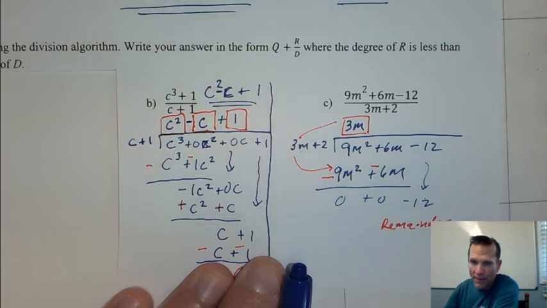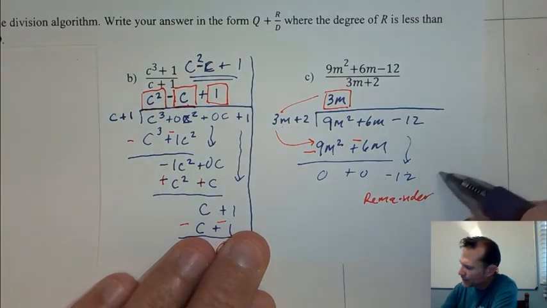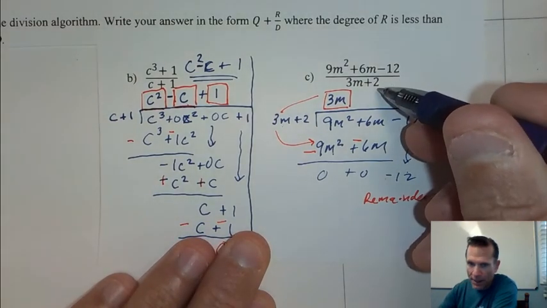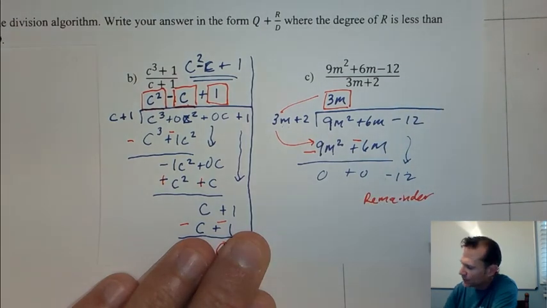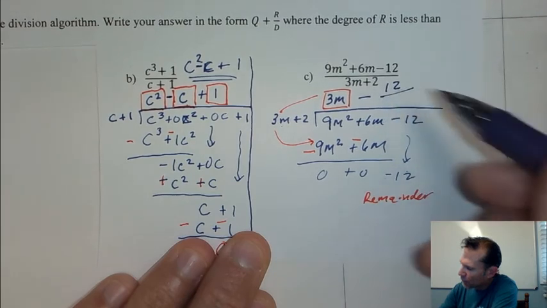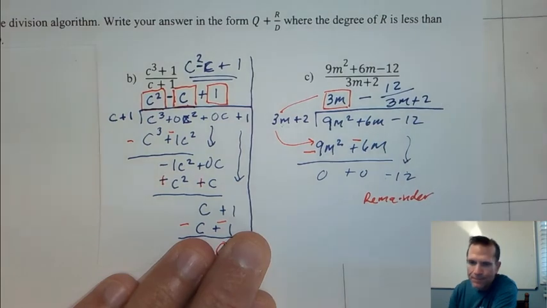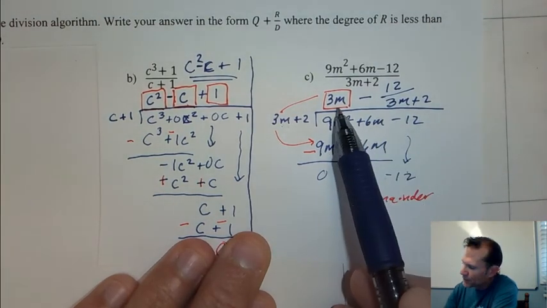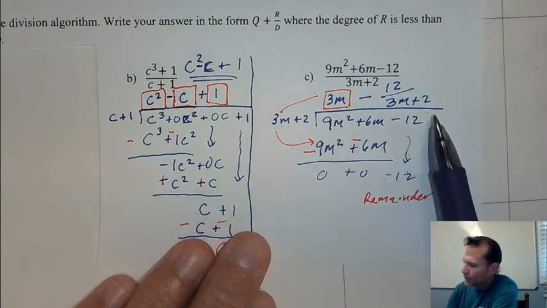Okay, and remember how we handle our remainder is we take our remainder and we put it back up top in our answer here, and we put it over what we were dividing with. So we would have minus 12 over 3m plus 2. So the answer would be 3m minus 12 over 3m plus 2.